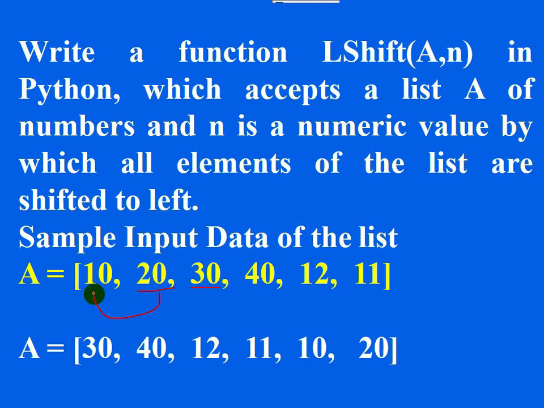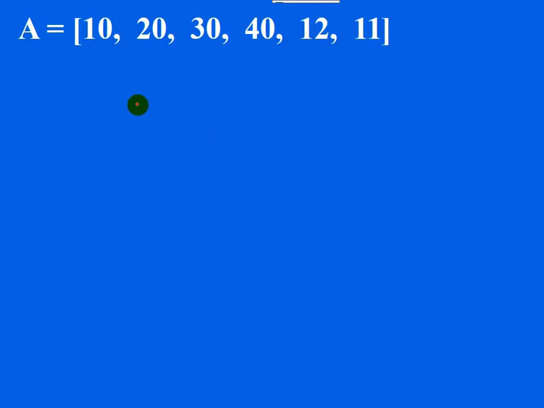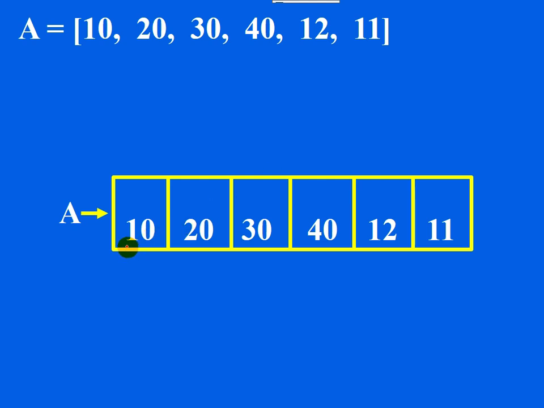So I am going to derive the code for shifting each and every element by 1 position to the left. How do you do that? A is equal to this list. You know how memory is allocated. A is equal to first element is 10, second element is 20, 30, 40, 12 and 11. For the first element, the index is 0. For the second element, the index is 1. For the next element, the index is 2 and so on.